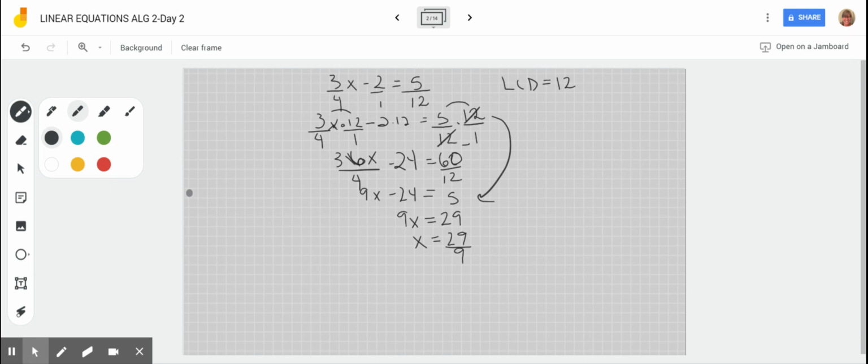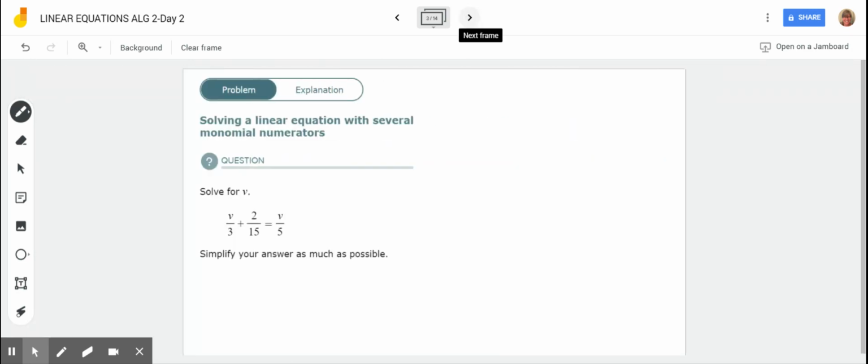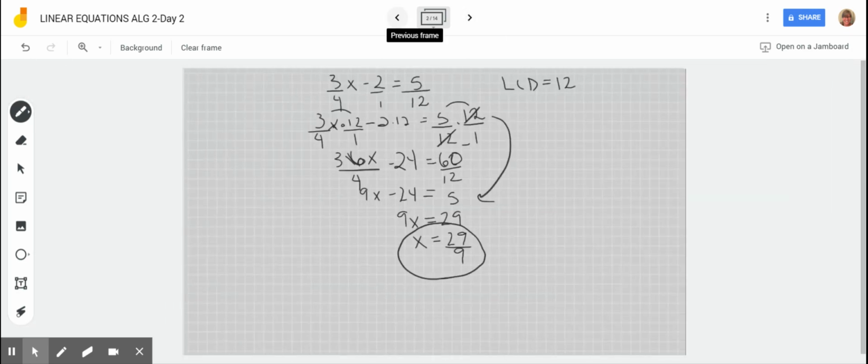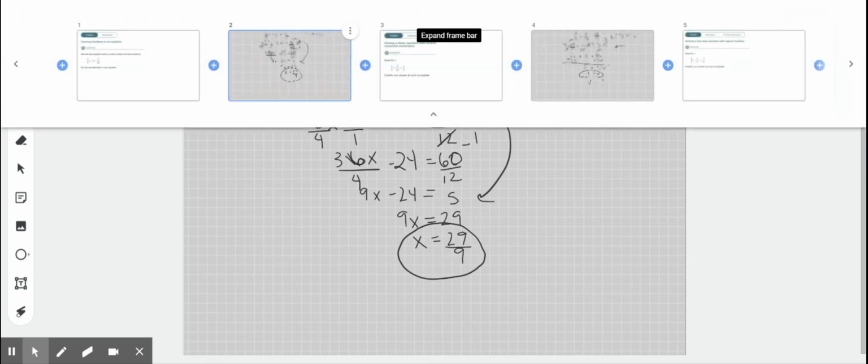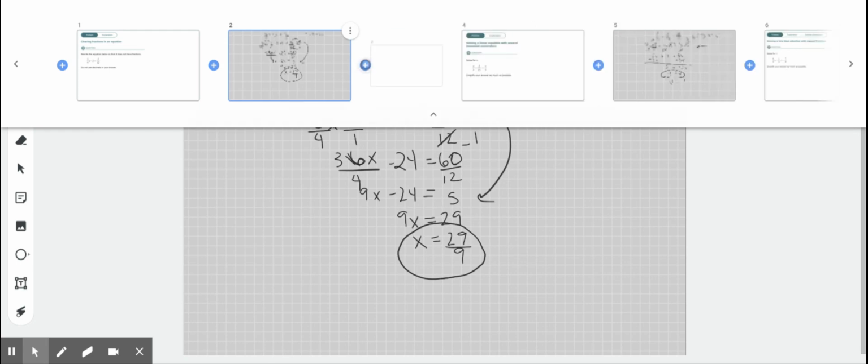let me make sure it's on black. Okay, we ended up getting x equals 29/9. So oftentimes kids are only concerned about getting an actual answer, but really it is powerful to know that your answer is correct. And what we're going to do is go ahead and check this answer. So I'm going to add a page in here.